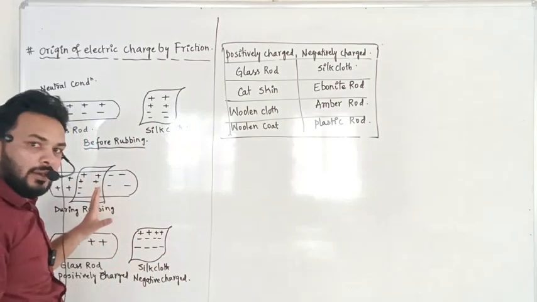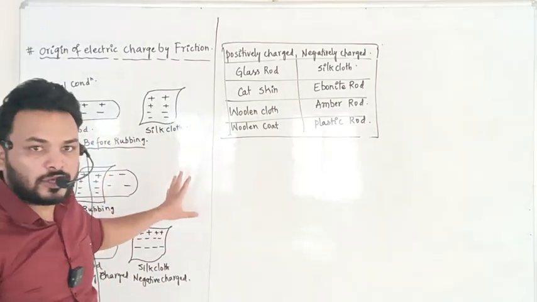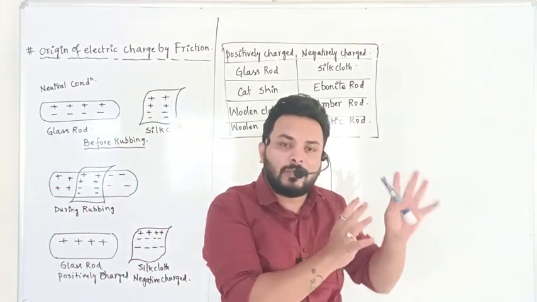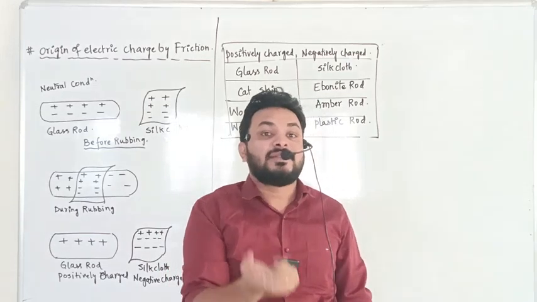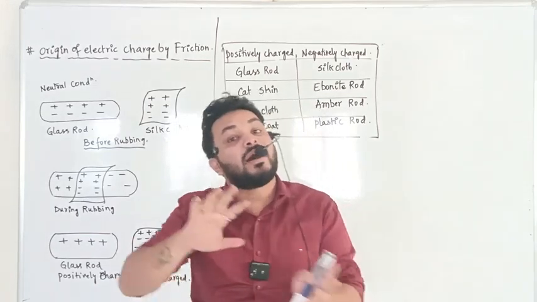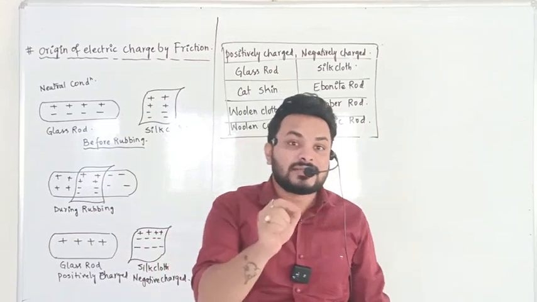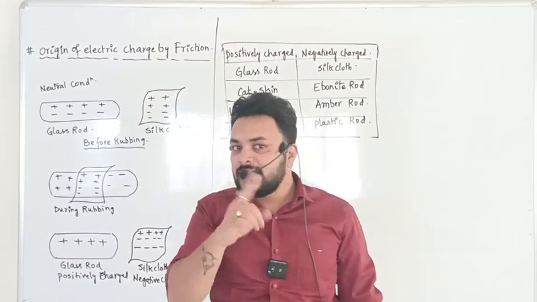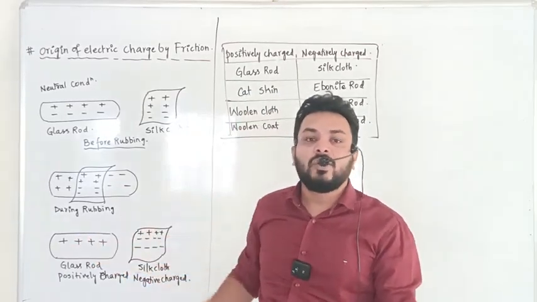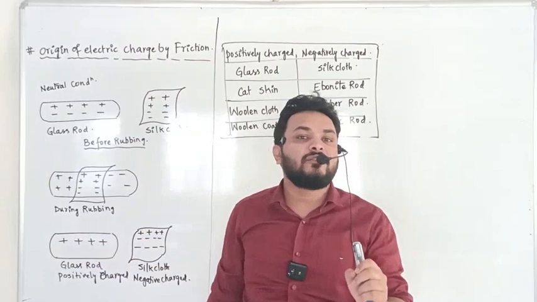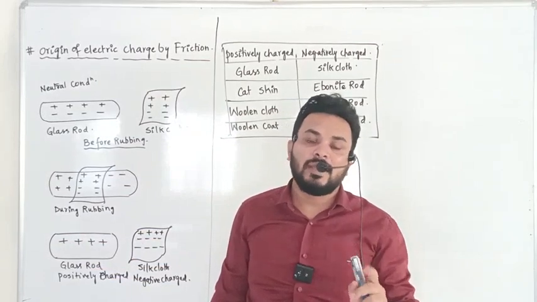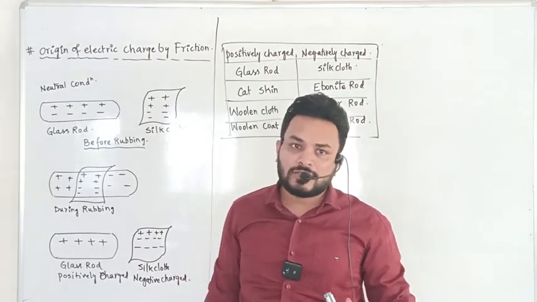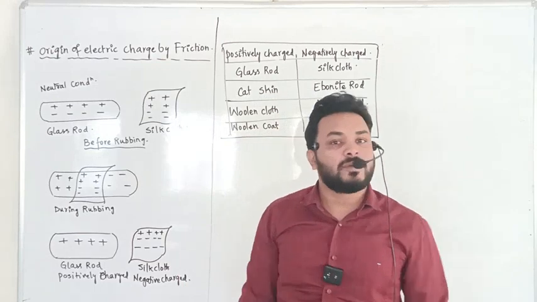Whenever we are rubbing the glass rod with the silk cloth, whatever the total charge we have before rubbing, the same total charge exists after rubbing also. Charge can neither be created nor destroyed. Understood? Only it is transferring from one body to another body. This we are calling the conservation of charge. Understood? This is one of the most important properties of charge.